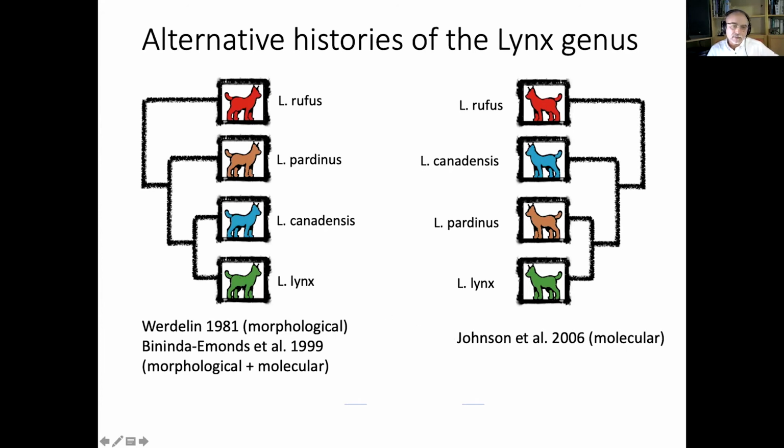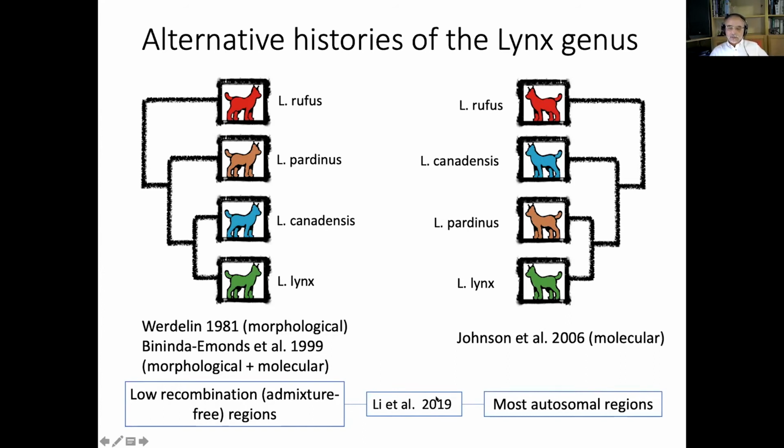But previous to that, some morphology or even some other molecular data sets were suggesting a different history, where Pardinus is a long diverged species, and Canada lynx and Eurasian lynx are the most recently diverged sister species. I thought genomes could solve this, but our collaborators already proved this to be the case when they applied phylogenomics, so different windows across the genome, and they were able to infer both types of genealogy, with this one being supported in regions of low recombination.